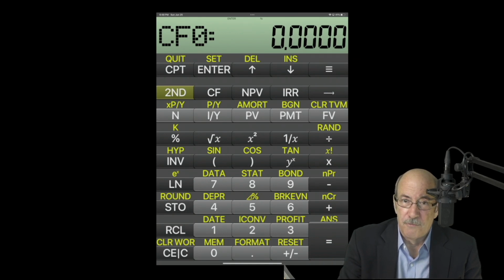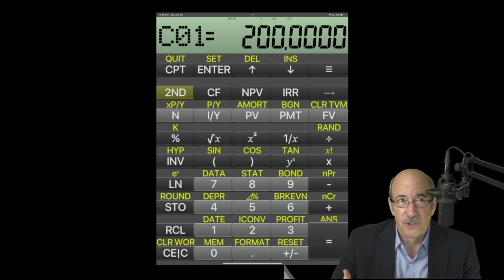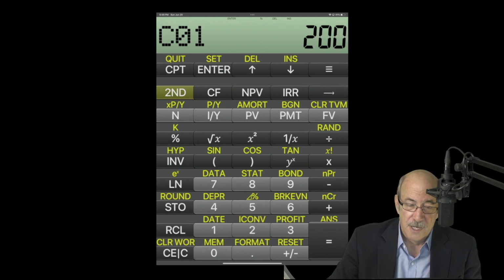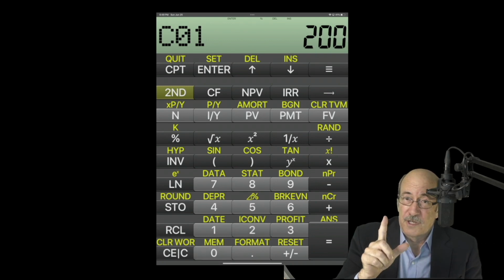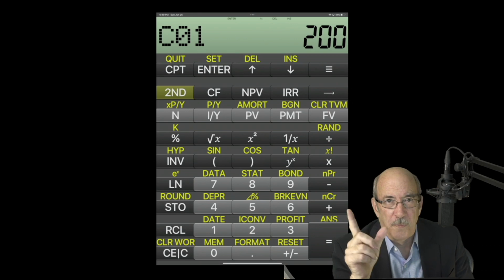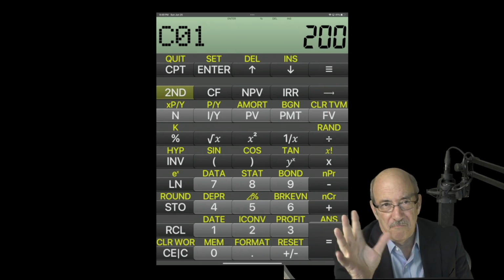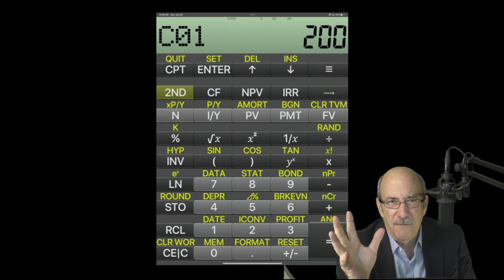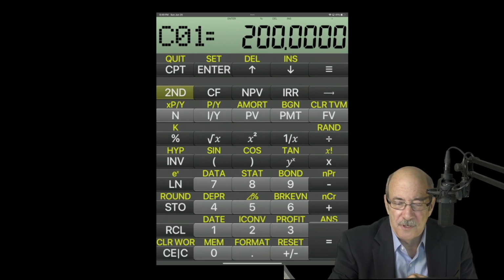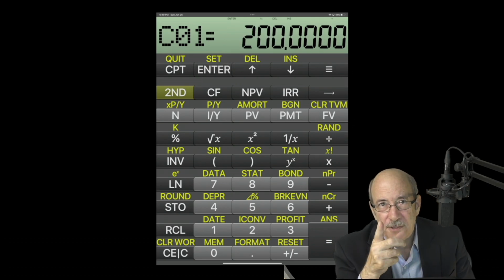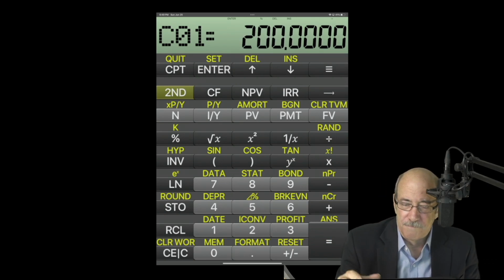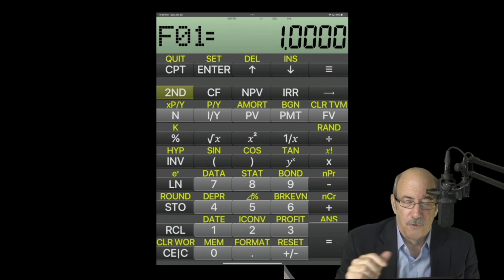Now, down arrow in this upper row once, and I get cash flow 1. I had already entered this, but to enter it you just type 200. And here's one of the tricks. I know people who forget this, and sometimes I've done it myself. You have to hit the enter key. Don't forget that enter key.